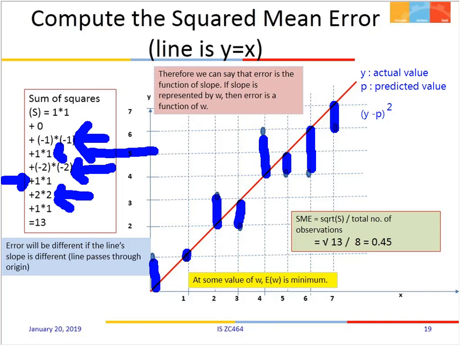Is this clear? Any other doubts till now? Fine. So we are moving.